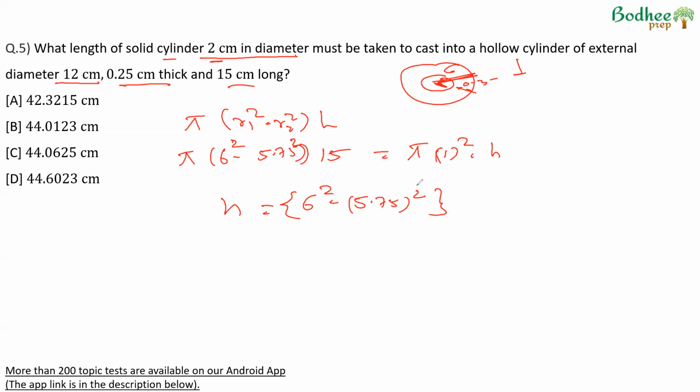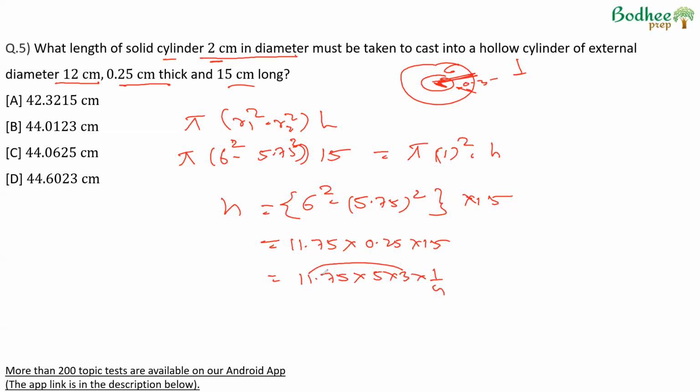We can either calculate this or write it as a plus b into a minus b. So 11.75 a plus b into a minus b, into 0.25 into 15. 0.25 is 1 by 4. 11.75 into 15, 5 into 3 into 1 by 4.